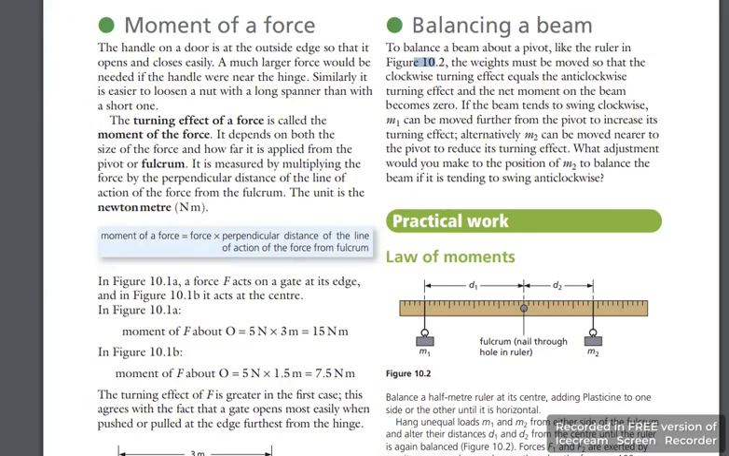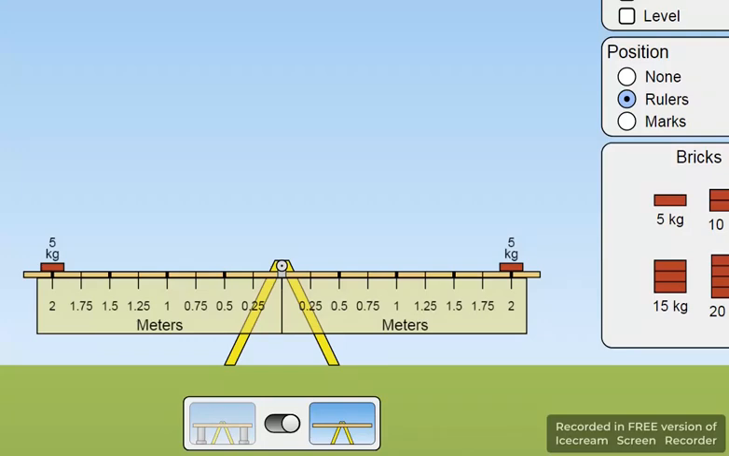The weight must be moved so that the clockwise turning effect equals the anti-clockwise turning effect, and the net moment on the beam becomes 0. Let me elaborate this with the help of an example. So here we have a basic simulation. I have two bricks already here, like this and this.